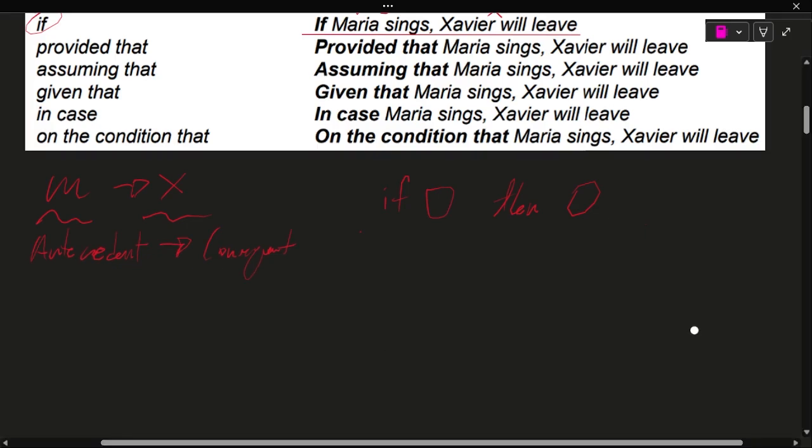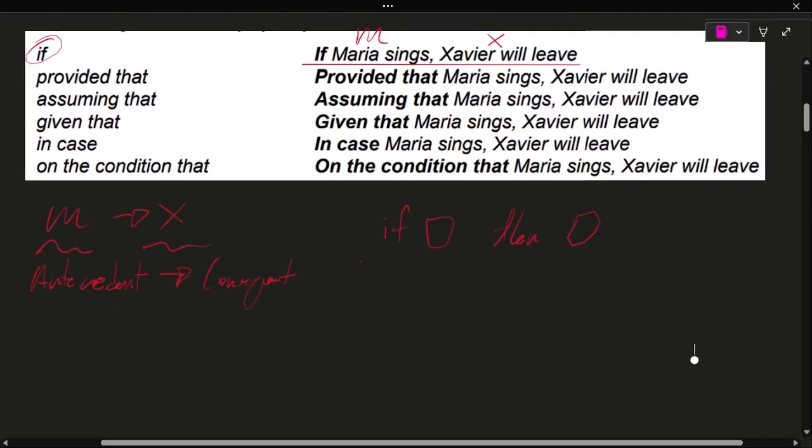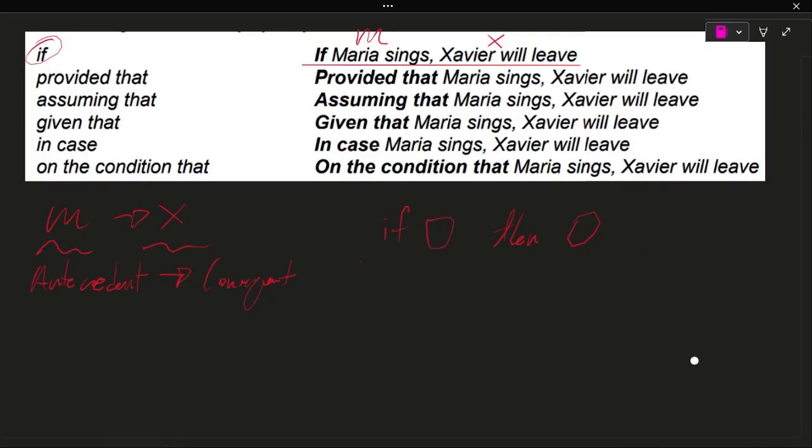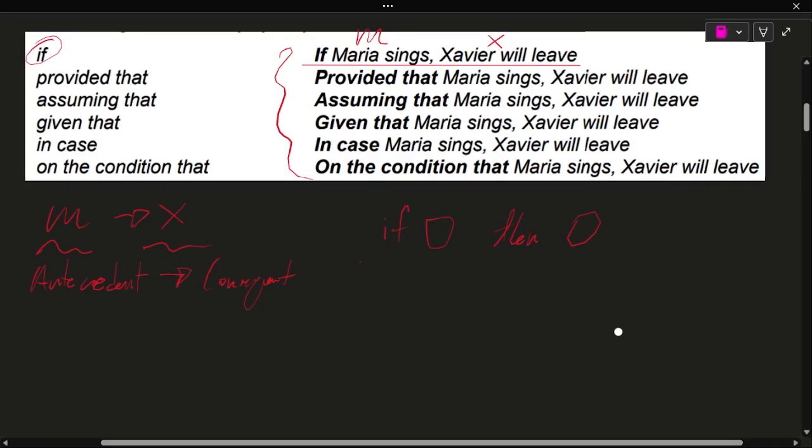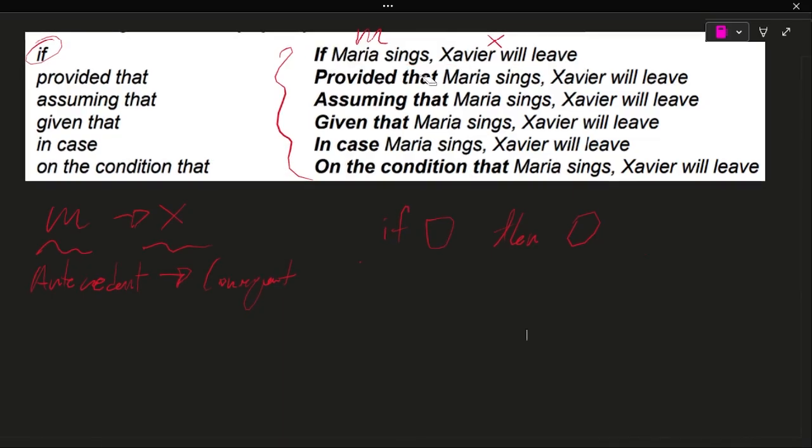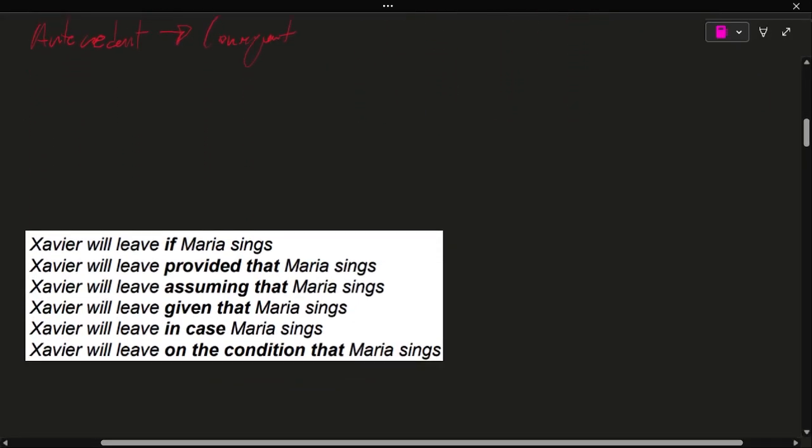As we continue, if can be replaced by provided that, assuming that, given that, in case, and on the condition that. These all mean the same thing. All the options here mean the same exact thing, as long as what comes afterwards becomes the antecedent.